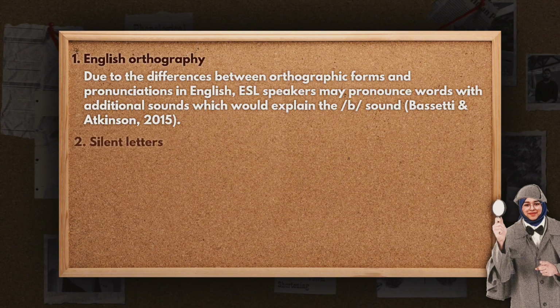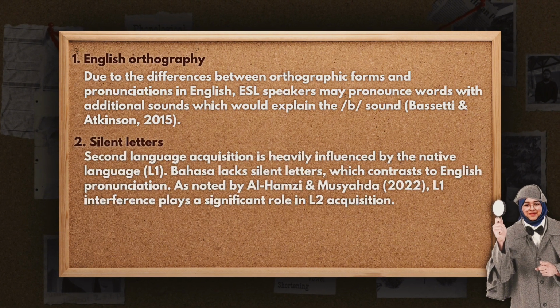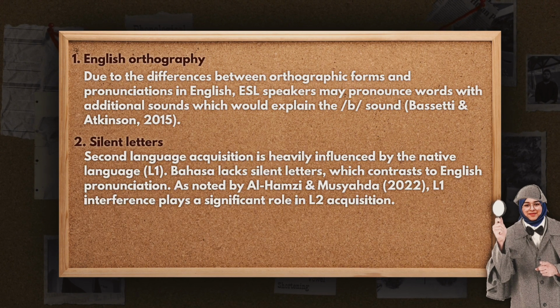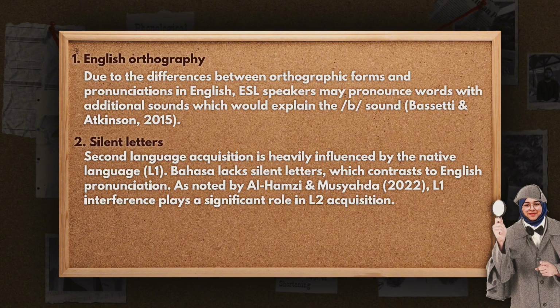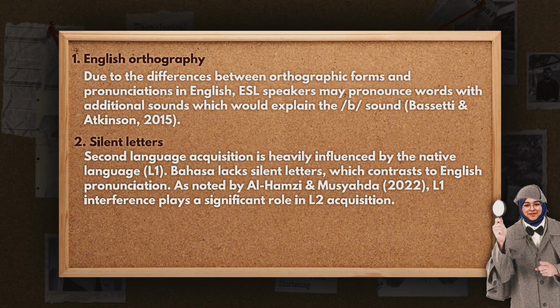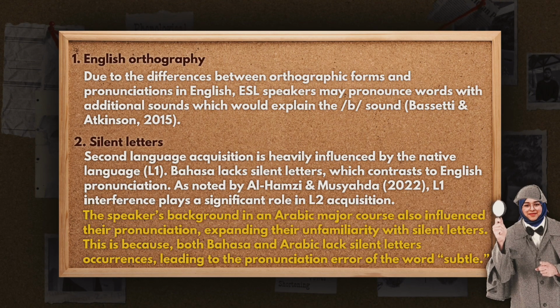Number 2. Silent letters. Second language acquisition is heavily influenced by the native language, or L1. Bahasa lacks silent letters, which contrasts to English pronunciation. L1 interference plays a significant role in L2 acquisition. The speaker's background in an Arabic major course also influenced their pronunciation, expanding their unfamiliarity with silent letters. This is because both Bahasa and Arabic lack silent letter occurrences, leading to the pronunciation error of the word subtle.